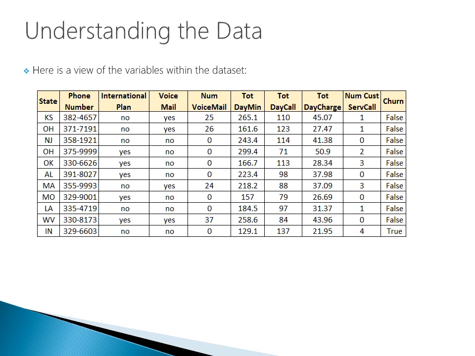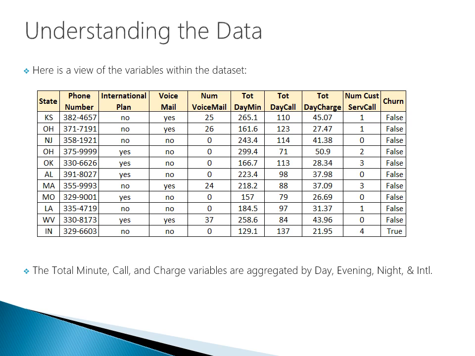Here is a view of the variables within the data set. Now, looking at this data set, we have variables like the state, the phone number, certain plans that they have, whether or not they have voicemail, the number of voicemail messages that they're using, what their minute usage is, what their daily charges are, the total number of customer service calls, and ultimately what their churn rate was.